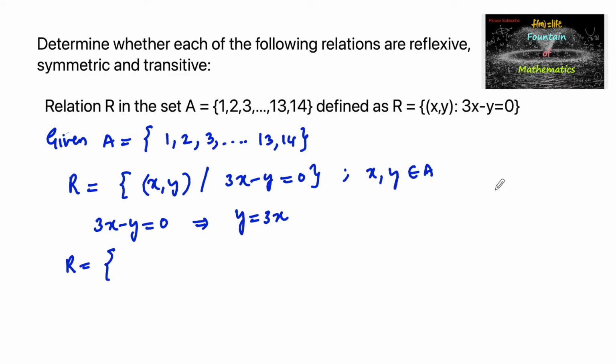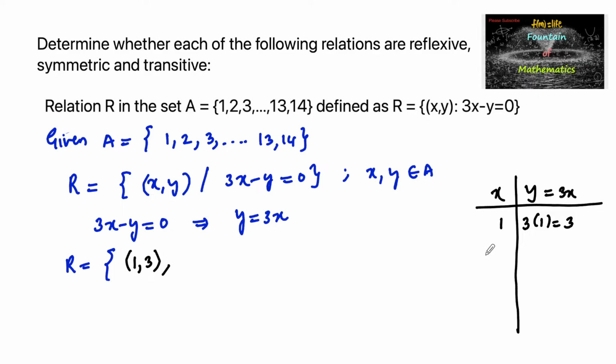If x = 1, since y = 3x, we can write 3 times 1, which is equal to 3. 3 belongs to the set A, so we can write the ordered pair (1, 3). And if x = 2, 3 times 2 is 6. 6 also belongs to the set A, so we can consider (2, 6). And if x = 3, 3 times 3 is 9, so (3, 9), since 9 belongs to the set A.